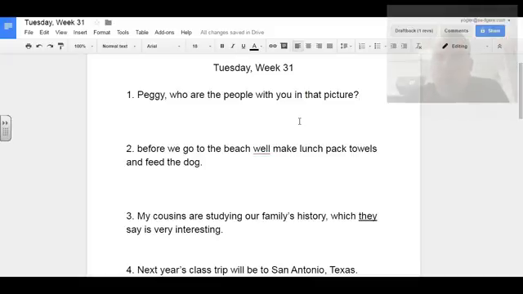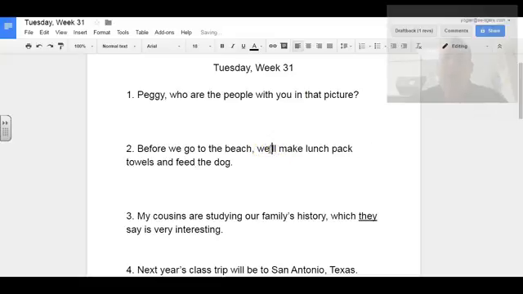Number 2, before we go to the beach, we'll make lunch, pack towels, and feed the dogs, or the dog. First thing, capitalize the beginning of the sentence. That's a gimme. Before we go to the beach, comma. Why? Because we have a dependent clause there, and when our dependent clause comes at the beginning of the sentence, we put a comma after it. So before we go to the beach, comma. Now, we'll, put an apostrophe in there for we will. That represents we will, or you could write the whole thing out. Either way would be fine.